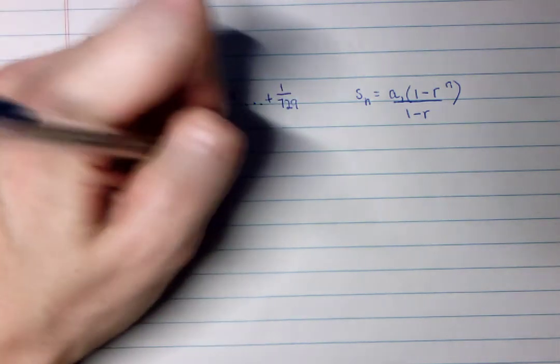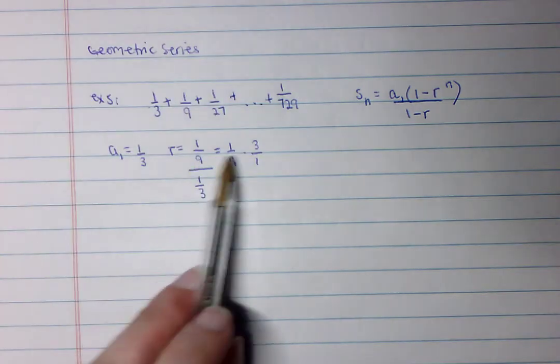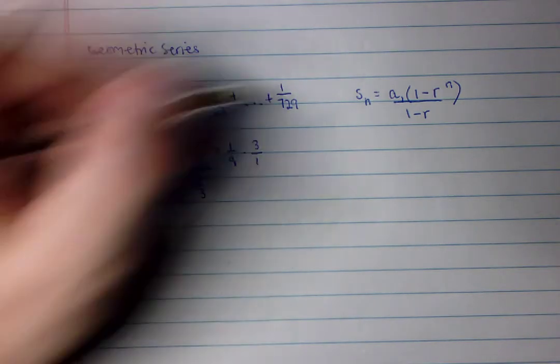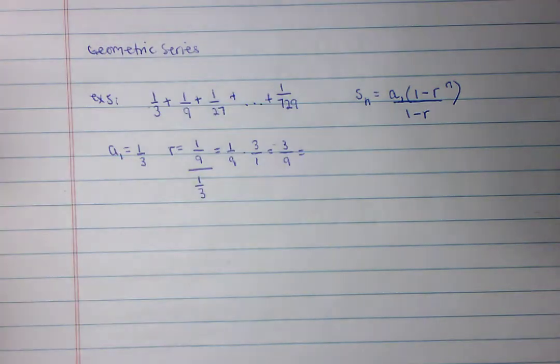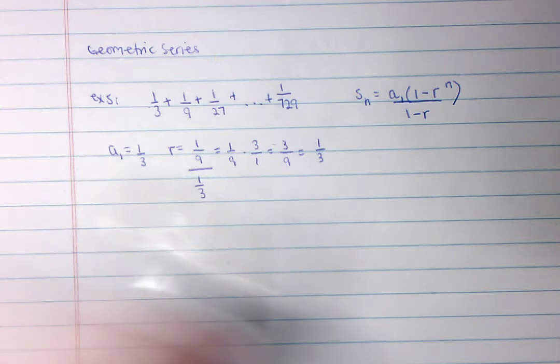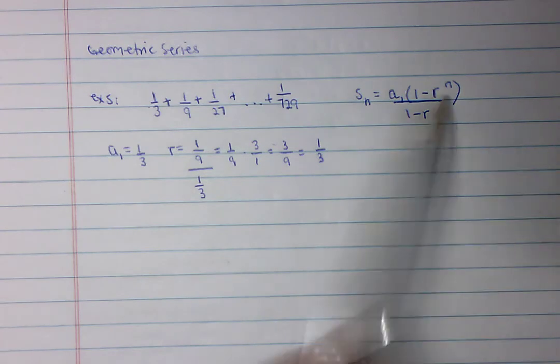So 1/9, remember, keep, change, flip. I'm keeping this top one, changing this, and then flipping this one, and I get 3/9, which reduces to 1/3. So that confirms that. And then I need to find the number of terms.